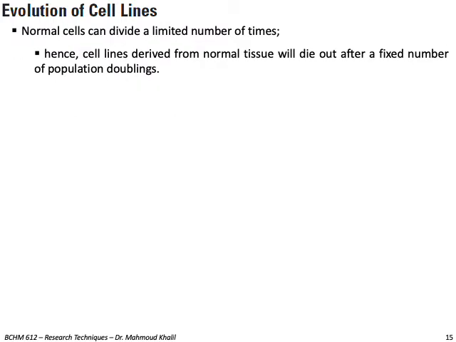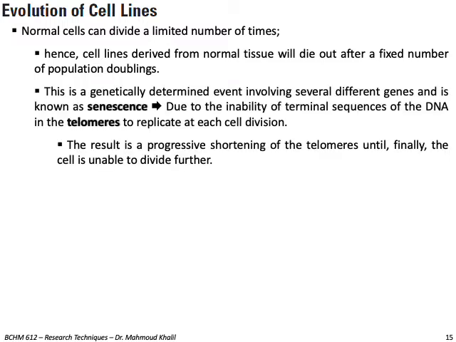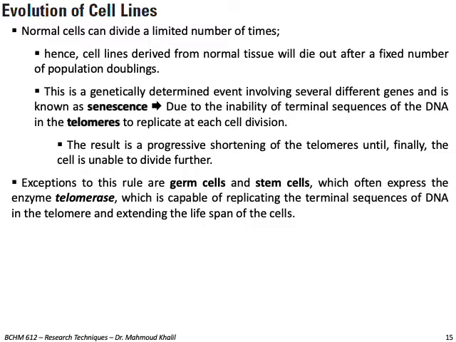The normal cell can divide a limited number of times. Hence, cell lines derived from a normal tissue will die out after a fixed number of population doublings. This is a genetically determined event involving several genes and is known as senescence, due to the inability of the terminal sequence of the DNA in the telomeres to replicate at each cell division. The result is a progressive shortening of the telomeres until finally the cell is unable to divide further.